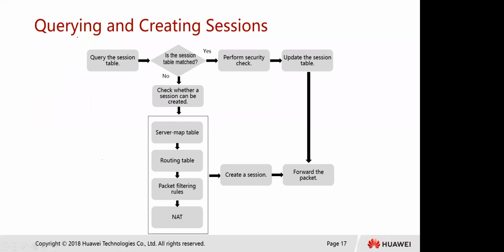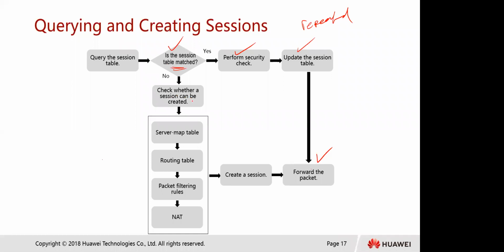So this is where a stateful inspection firewall outperforms a packet filtering firewall in inspection and forwarding efficiency. So query the session table. This is our session table. After querying the session table, you determine, is there the session in the table? Is the session table matched? Yes. If it is matched, perform the security check to make sure that everything is well and good. If it is okay, update the session table to avoid having repeated sessions, and then go ahead and forward packets.